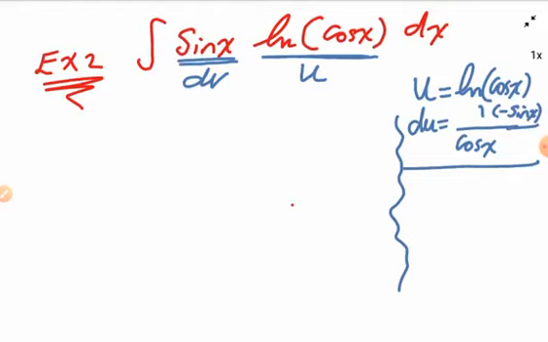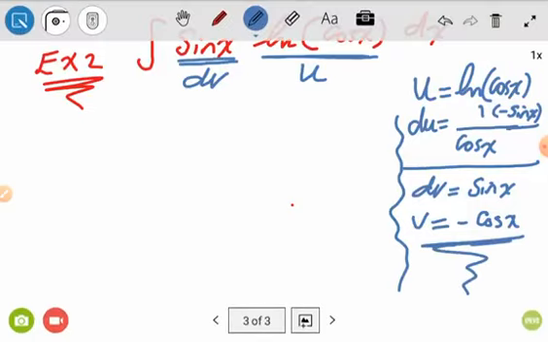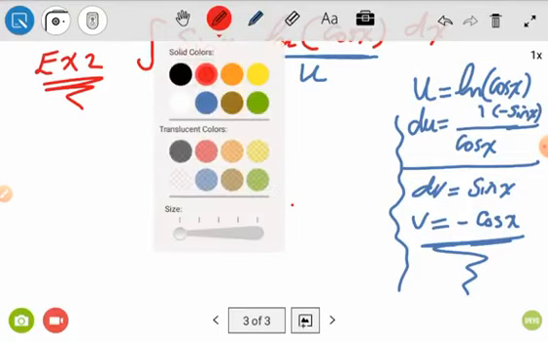The second part is dv, right? The dv will be sine x, and here the integral gives v equal to the integral of sine, which is so easy, negative cosine x, right? Negative cosine x. Okay, then we would like to complete our answer.